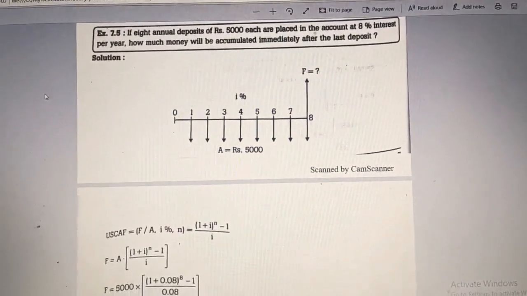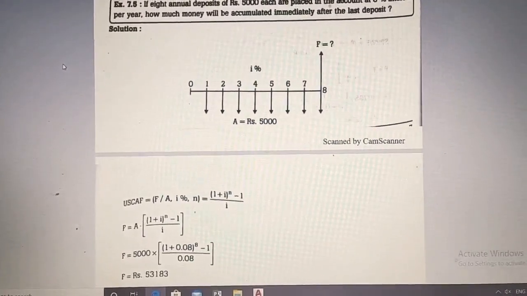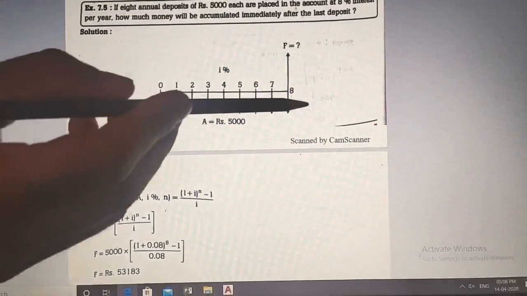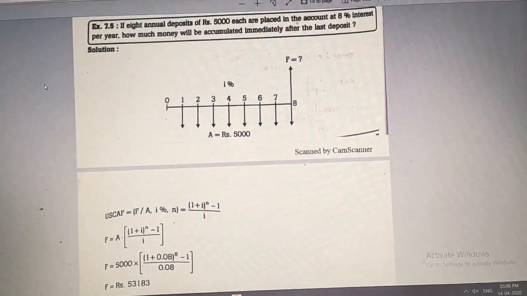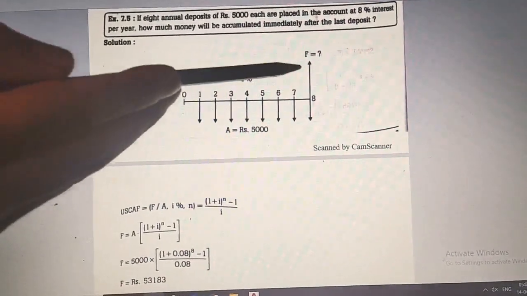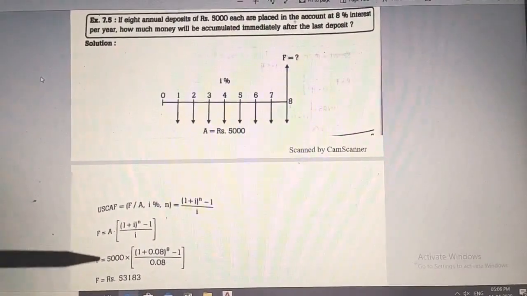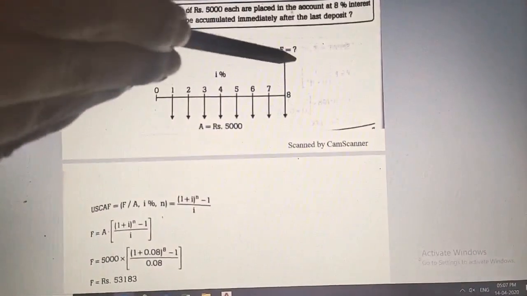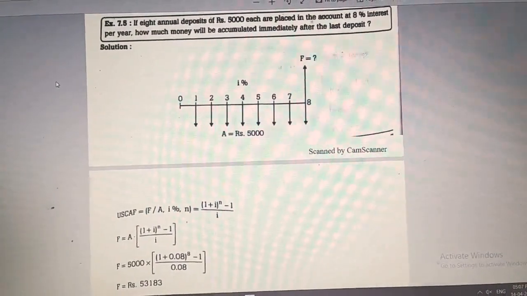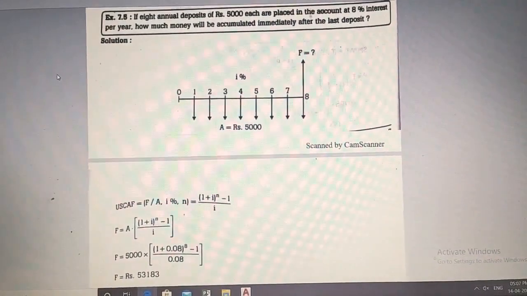After that, whatever number we have calculated, it is coming to me. That means it is my cash inflow. That is why at the end I am going to represent this number with an upward vertical line. Here we are putting F as a question mark, but after calculating this number we have to write the final answer, 53,183 rupees, at this particular place instead of the question mark. After this only we can say that our numerical problem is over.